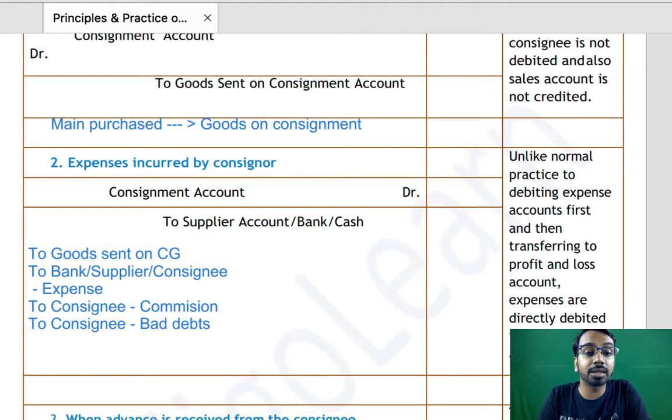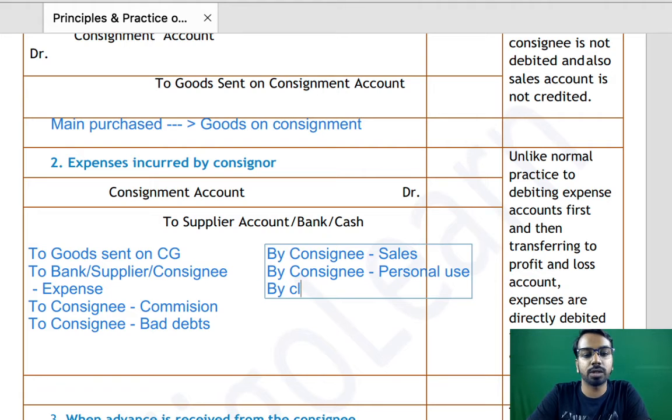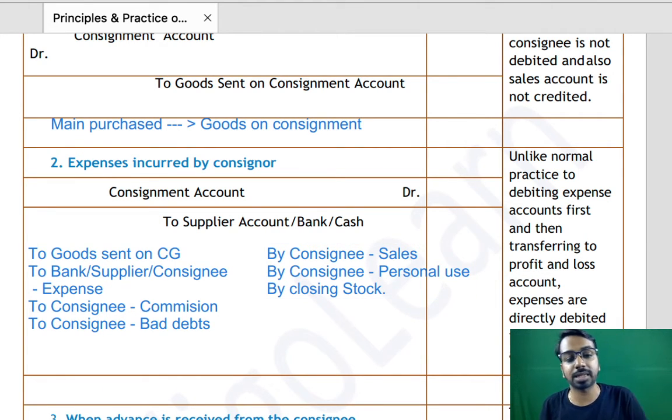And on the other side, on the sales side or on the credit side, you will have by consignee for sales, and by consignee if it is taken for personal use, then you may have closing stock. If you have closing stock, similarly you can have opening stock, you can have two opening stock on consignment. Whatever is the difference between the debit side and credit side, if the credit side is higher, you will have a profit. If the credit side is lower and the debit side is higher, you will have a loss.